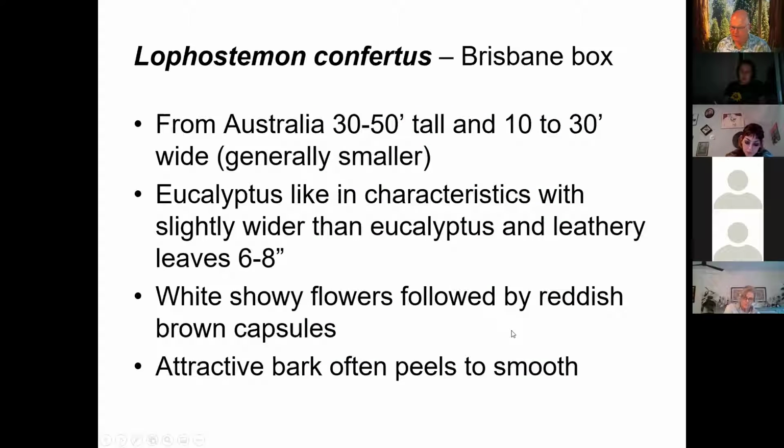From Australia, 30 to 50 feet tall, 10 to 30 feet wide, generally smaller. Eucalyptus-like in characteristics, with slightly wider than eucalyptus and leathery leaves, 6 to 8 inches long. White showy flowers followed by reddish brown capsules. Attractive bark often peels to smooth.